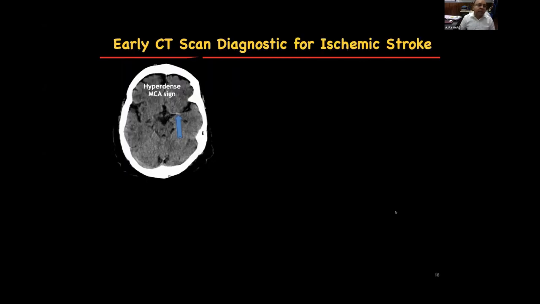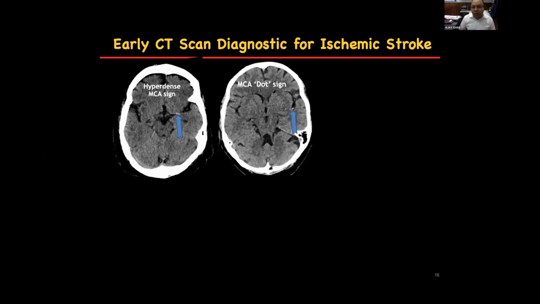So just to summarize, we should look for the early CT signs which are diagnostic of the ischemic stroke. First, we can see the hyperdensity in the MCA. We can see hyperdensity in the basilar artery. This is around 50% sensitive, but it's quite specific for the thrombosis. These patients respond very well to the mechanical thrombectomy.